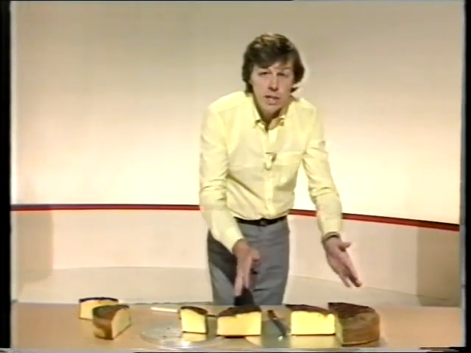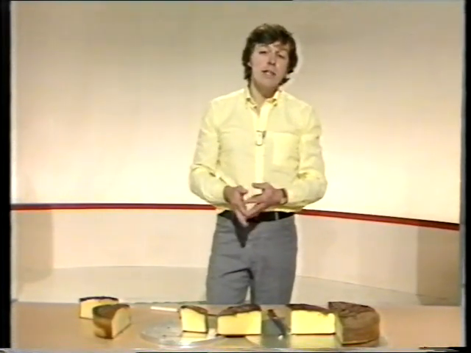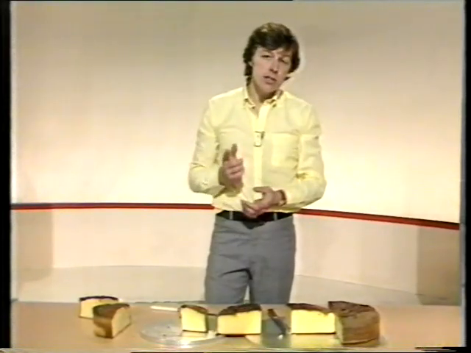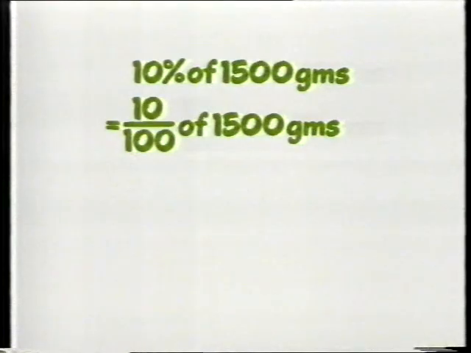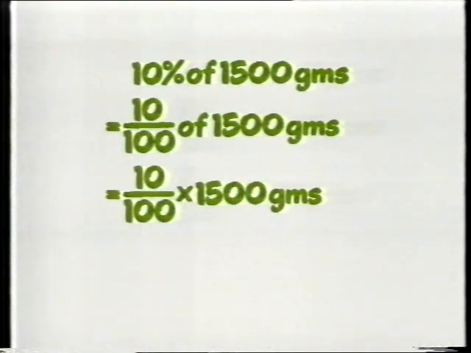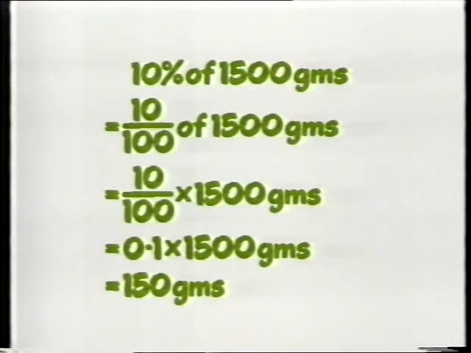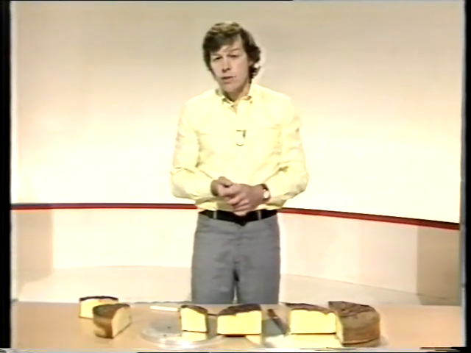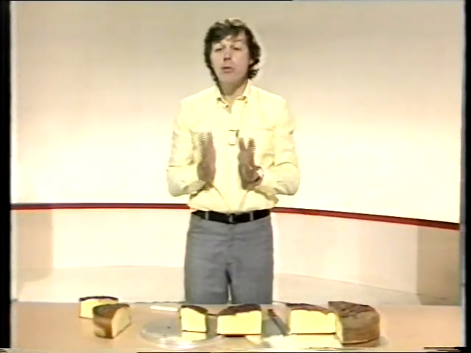I know, for example, that this cake weighed 1,500 grams. Suppose I wanted to know the weight of a 10% piece. What I need to do is to work out 10% of 1,500 grams. And I can calculate that like this. 10% of 1,500 grams equals 10 hundredths of 1,500 grams, which equals 10 over 100 times 1,500 grams, which equals 0.1 times 1,500 grams, which equals 150 grams. And notice in that calculation that I replaced the word of in language with the mathematical symbol multiply.